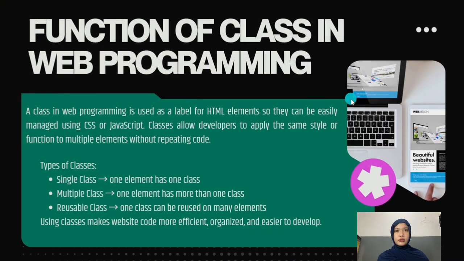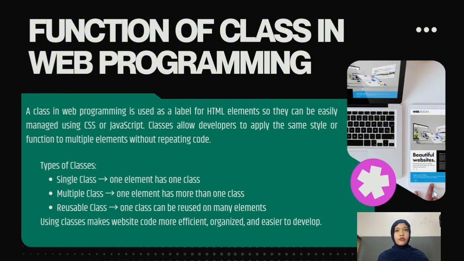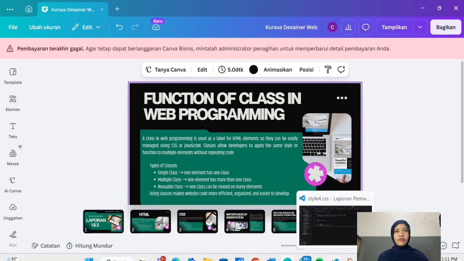Okay, the last one is the function of class in web programming. A class in web programming is used as a label for HTML elements so they can be easily managed using CSS or JavaScript. Classes allow developers to apply the same style or function to multiple elements without repeating code. Types of classes: number one is single class, one element has one class. Multi-class: one element has more than one class. Reusable class: one class can be reused on many elements. Using classes makes website code more efficient, organized, and easier to develop.